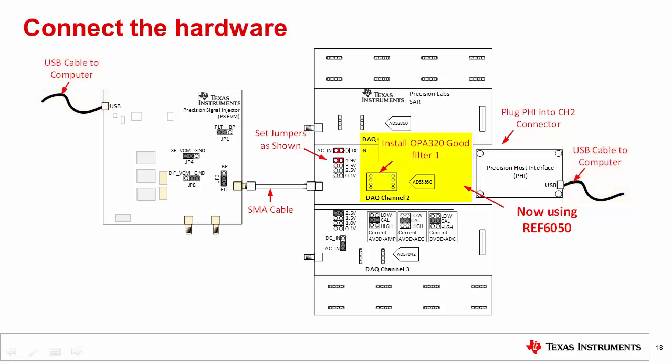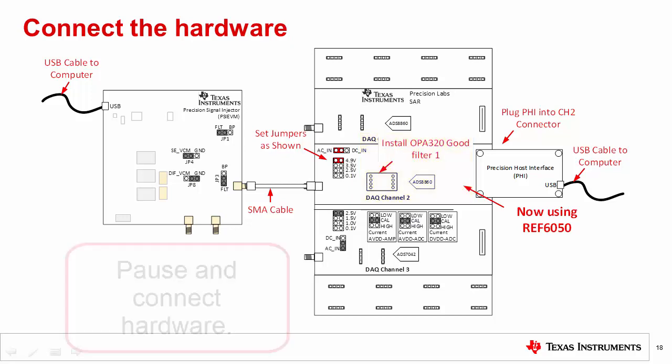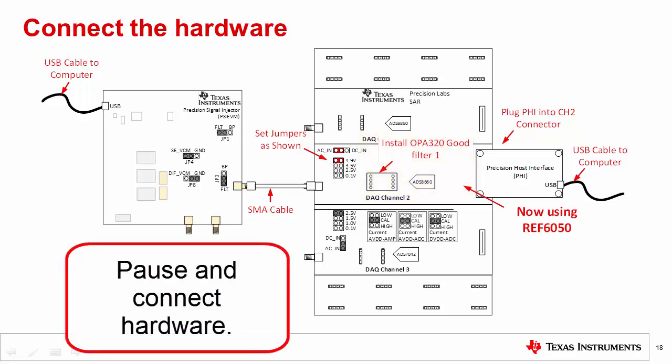Throughout this experiment, we will test different amplifiers. Always be careful to install this amplifier right side up with the label at the bottom of the coupon card. You may pause now to connect your hardware.